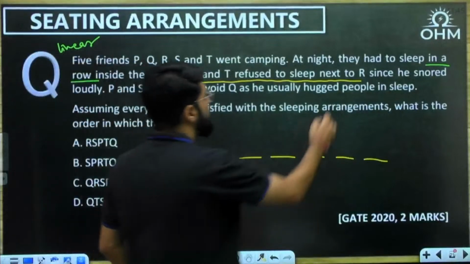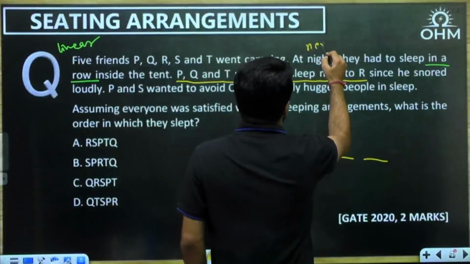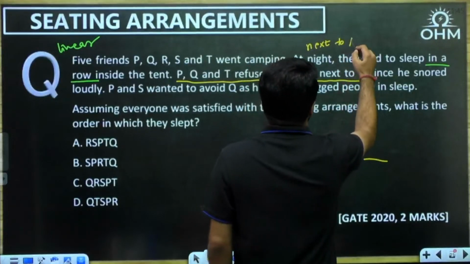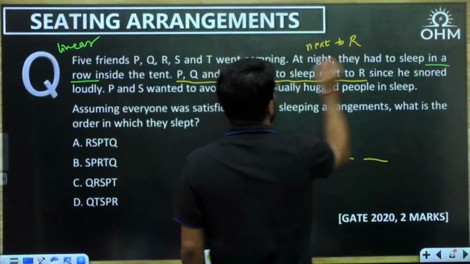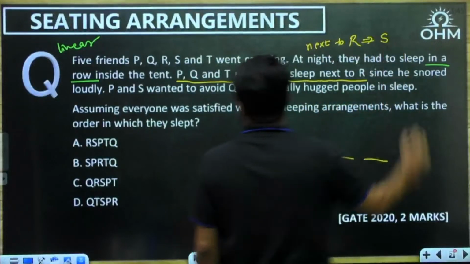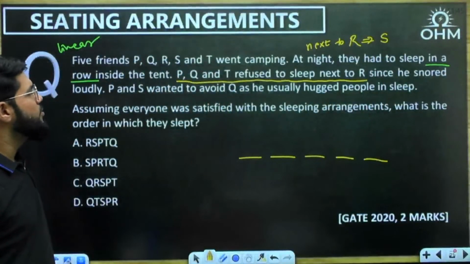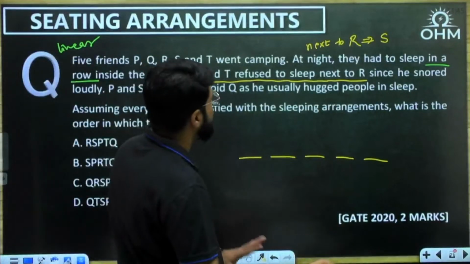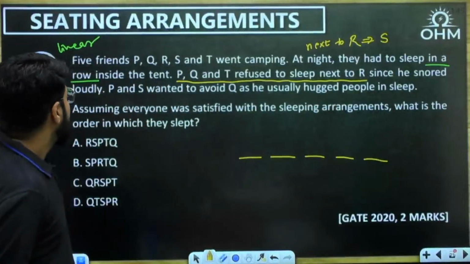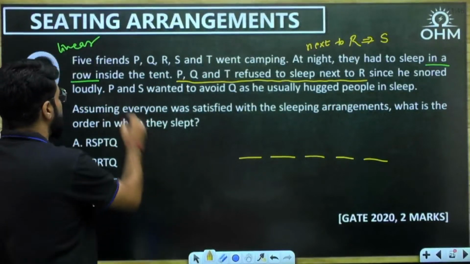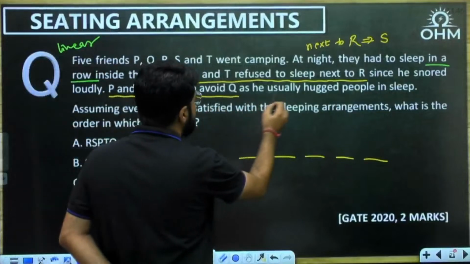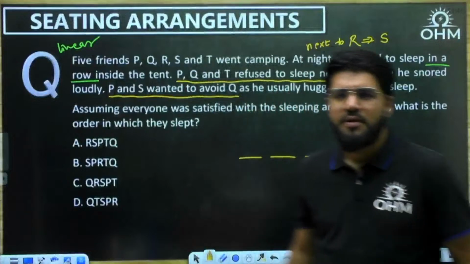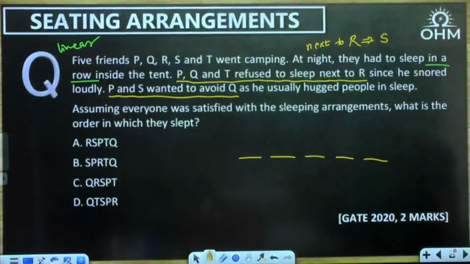So who can be the only person next to R? PQT refused. So next to R is S. Only next to R can be S. Now P and S wanted to avoid Q as he usually hugged people in sleep. So P and S wanted to avoid Q.